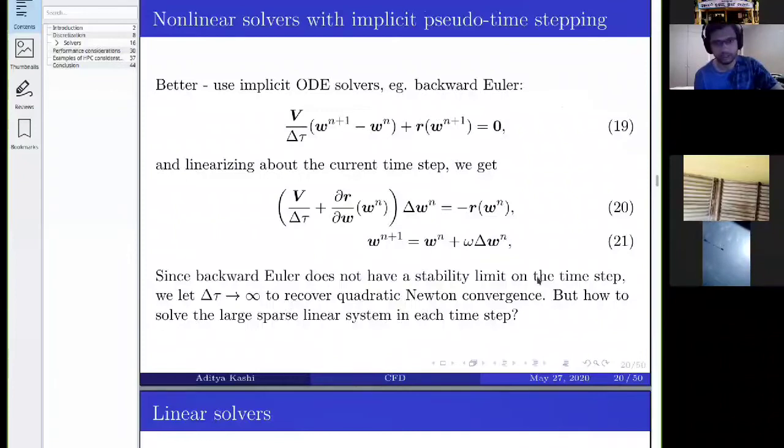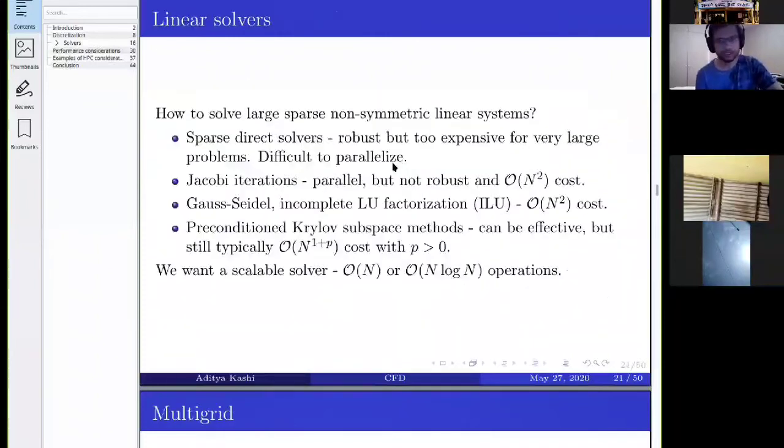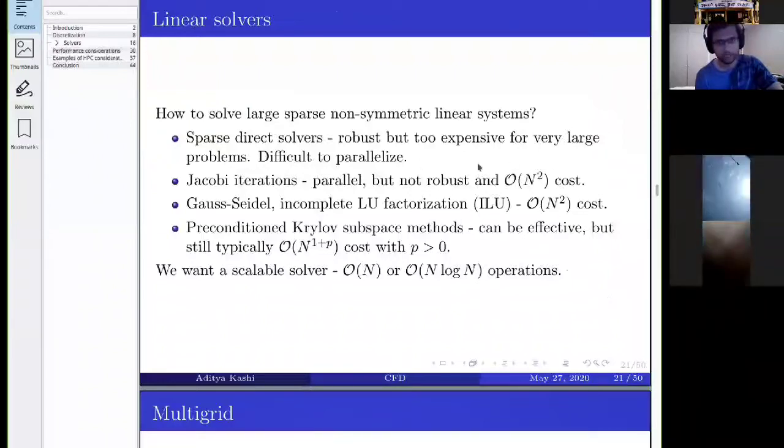This is a large sparse linear system, which is non-symmetric. This is the right-hand side, and this is the whole matrix that needs to be solved. So how do we solve the sparse linear system? For solving linear systems, we have several options. Either we can use a sparse direct solver, by which I mean something like Gaussian elimination, or Cholesky factorization if it's symmetric. In this case, it's not symmetric, so it's essentially some variant of Gaussian elimination. But typically, these are too expensive.